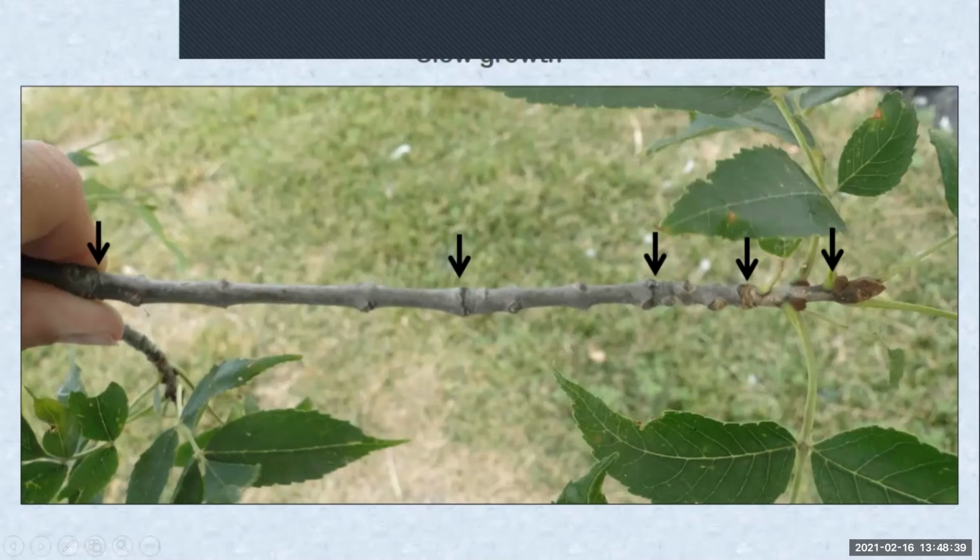So again, looking at a twig, you can kind of see what kind of growth it's been showing over the years. And you can see that maybe something happened just a few years ago that started to affect the health of the tree and slow down its growth.